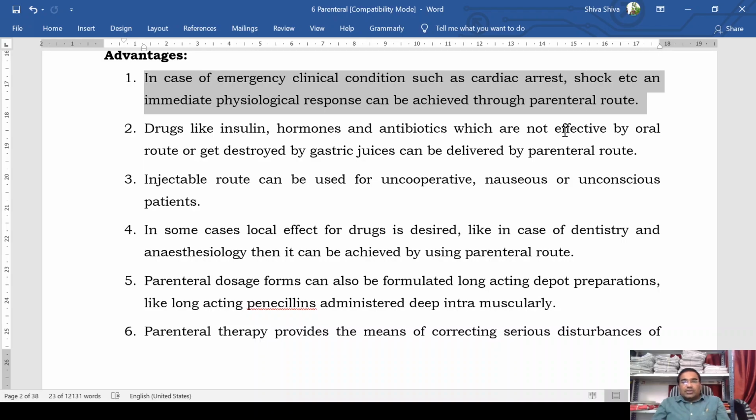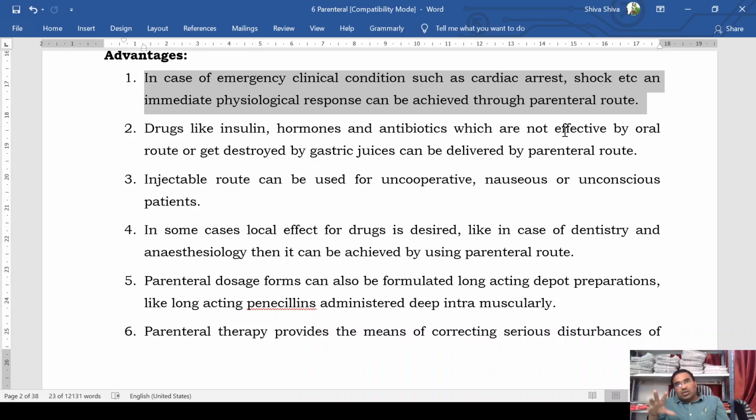In some cases, a local effect of drugs is required, like in dentistry or anesthesiology. These can be achieved by the parenteral route. Dentistry is the science related to your teeth, and that doctor is called a dentist.